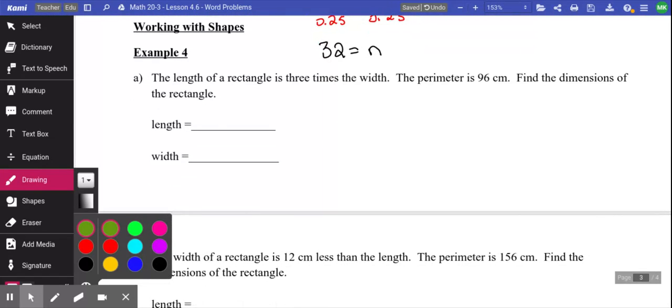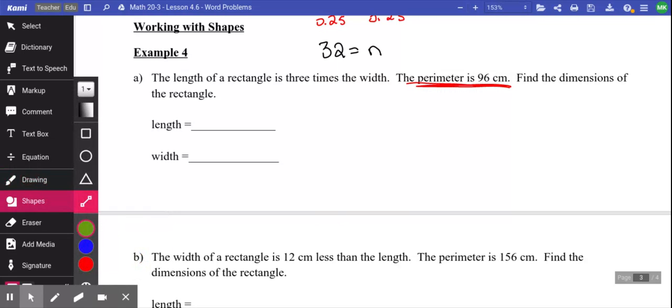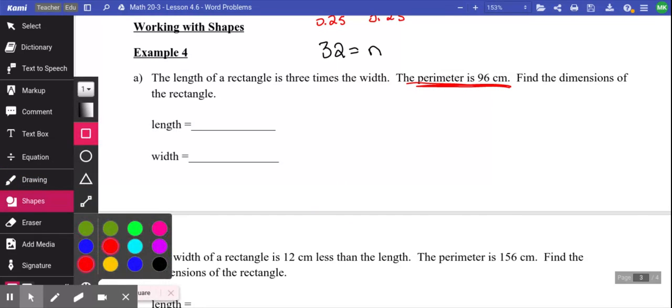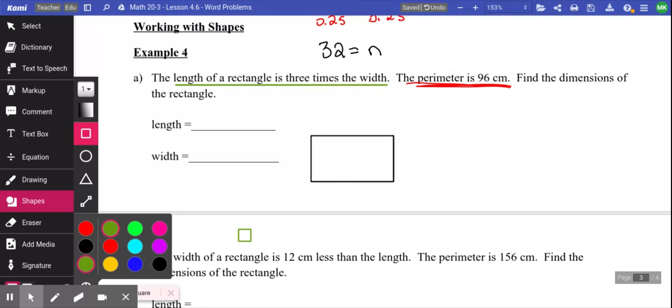Example 4, the length of a rectangle is 3 times the width. The perimeter is 96. Find the dimensions of the rectangle. So they gave me perimeter. Perimeter is all the way around a shape, right? So if I have a rectangle here, let's draw a little rectangle. Perimeter is all the way around. They also told me that the length is 3 times the width.